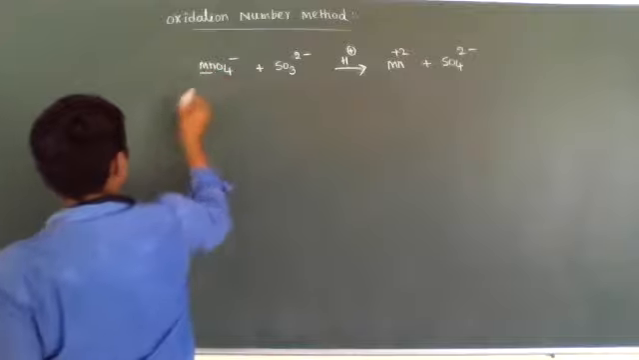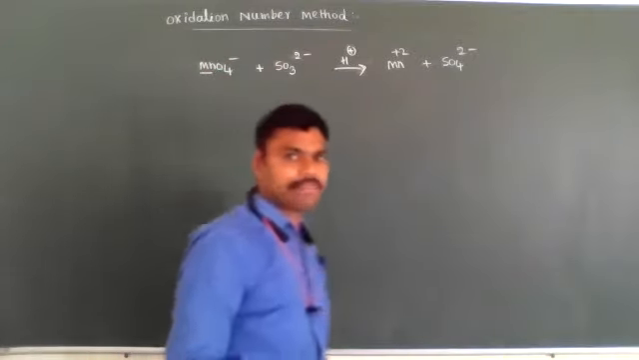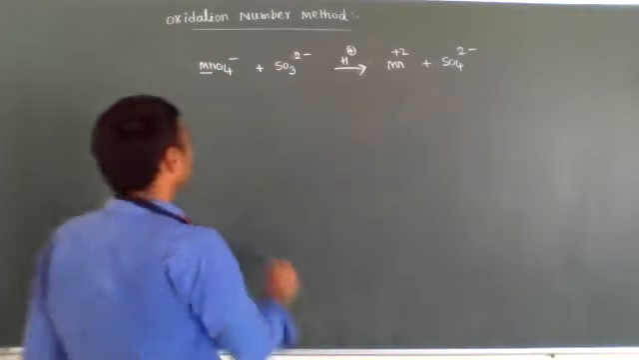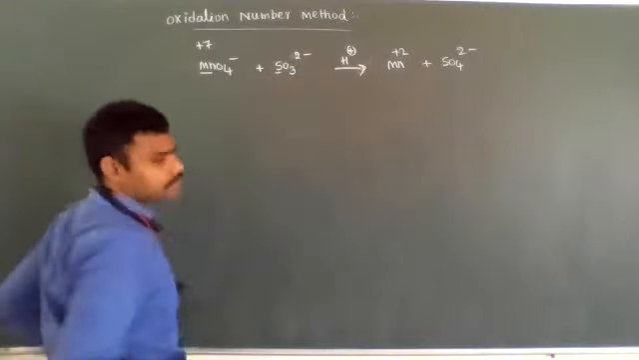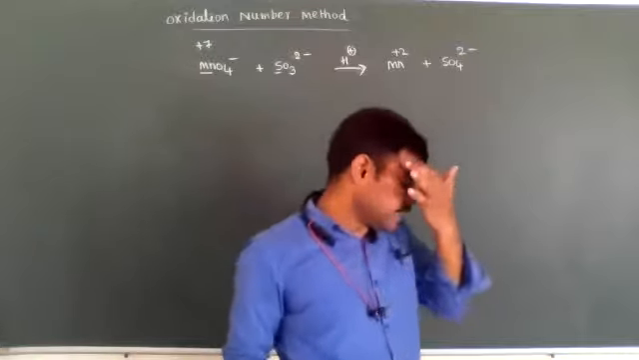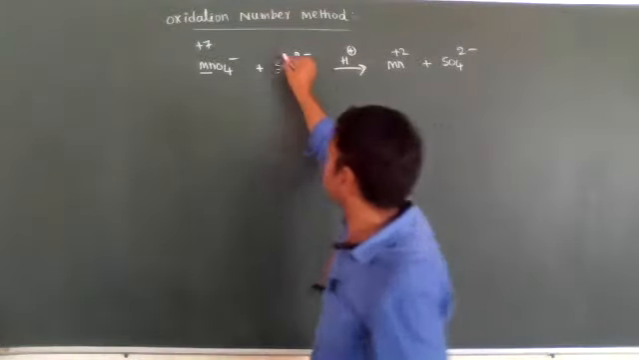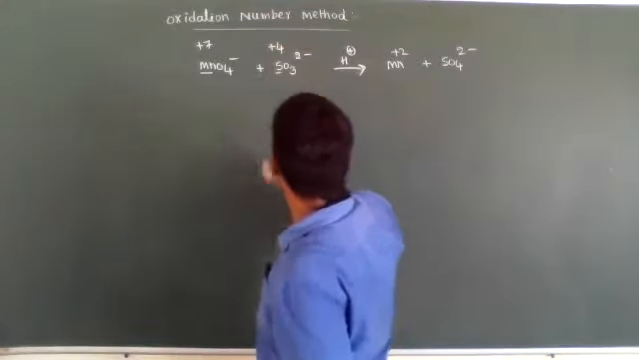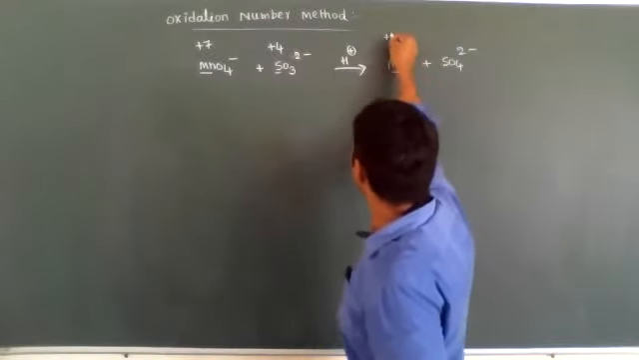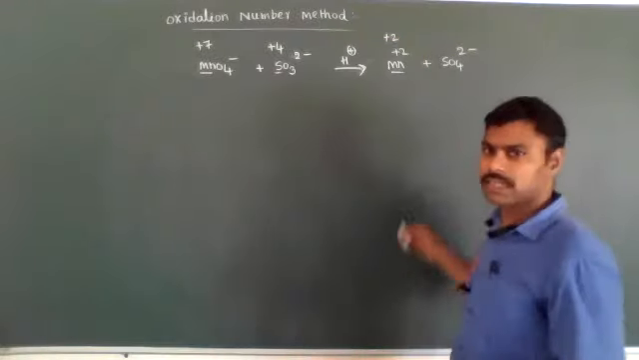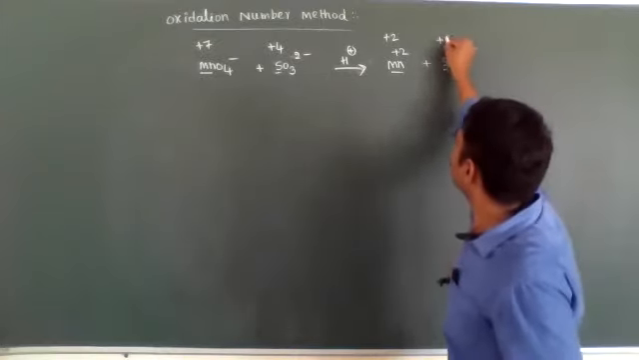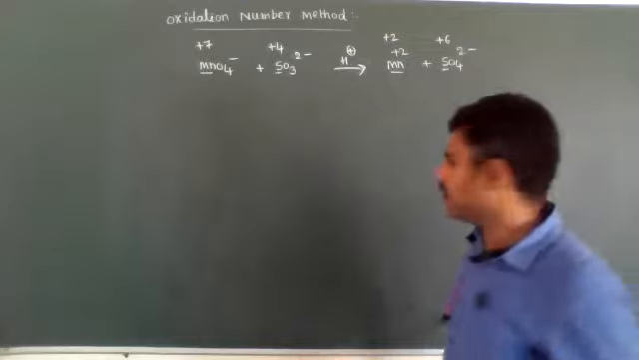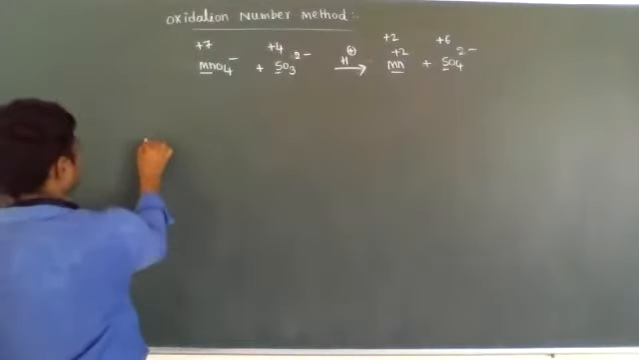See, what is the oxidation number of manganese in MnO4 minus? Earlier we calculated plus 7. Now here for sulfur, x plus 3 into minus 2 is equal to minus 2. How much will come, sir? Plus 4 will come. And manganese ion Mn 2 plus oxidation number is plus 2. And in SO4 2 minus, sulfur oxidation state is plus 6. Okay, now write the skeleton equation.